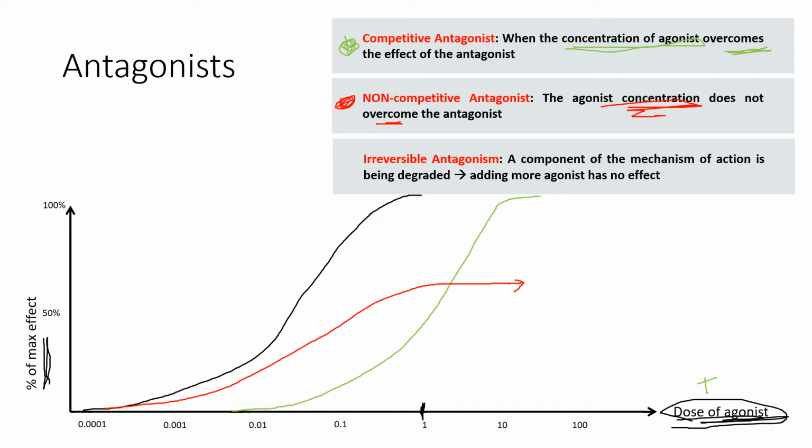The third type is kind of different. It's an irreversible antagonist, where the mechanism of action is just being changed, and this can be degradation, and so it could be phosphorylated into something that can't work anymore, or it could lead to protein breakdown. However, with irreversible antagonism, it's kind of similar to a non-competitive antagonist, because adding more agonist will have no effect to overcome the effects of an irreversible antagonist.